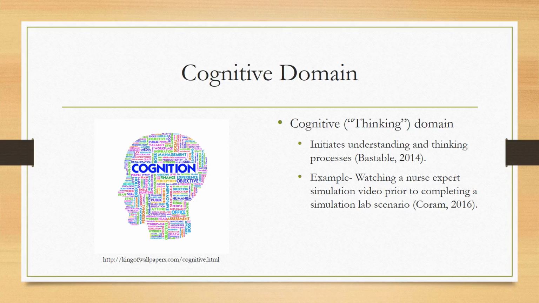Role modeling can fall into all three domains of learning. The first domain, the cognitive domain or our thinking domain, can be seen and it initiates the understanding and the thinking process. So for example, if a nursing student watches a nurse expert video in relation to a simulation scenario prior to completing the simulation scenario on their own, this allows the student nurse to see what an expert nurse would do in that situation and how they would proceed. Student nurse can then continue with the cognitive thinking. So as they go into the scenario, they're already thinking ahead, this is what I'm going to do.